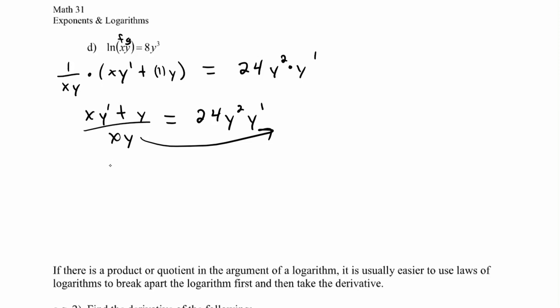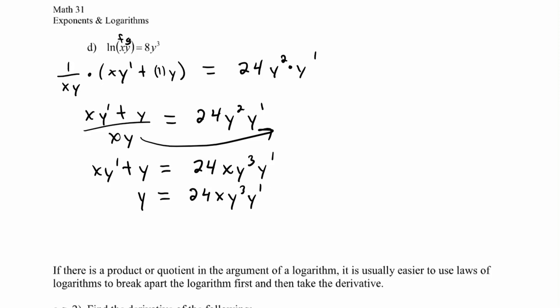So we've got xy prime plus y is equal to 24y cubed now, right? y times that y squared, so y cubed. And there's also an x in there now. We'll put the x first. So 24xy cubed, and then there's also the y prime. Okay, now we want to get our y primes on the same side, so I'll move this chunk over to the right. So we've got y is equal to 24xy cubed y prime minus xy prime.